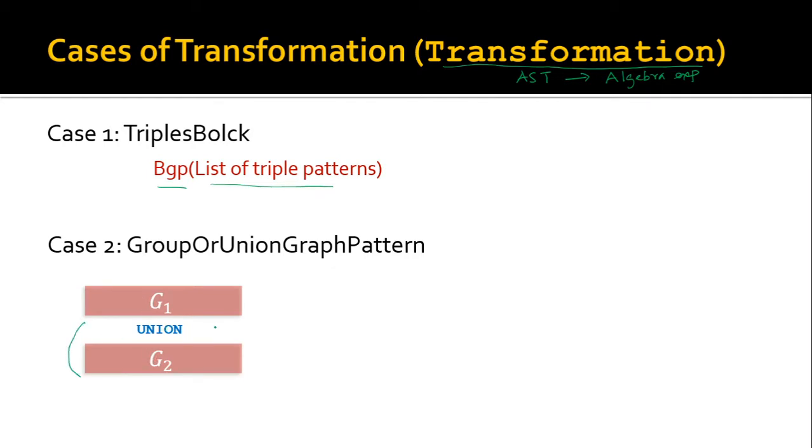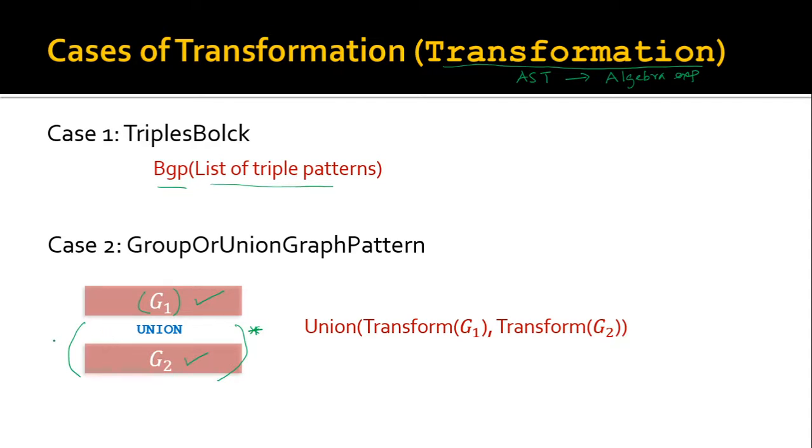Now this part, as we have mentioned in the grammar rule, has a star sitting over here. So this may be there or may not be there, right? So what would be the transformation in this case? The transformation would be the union of the transform of this and the transform of this. So why are we using the transform of this? Because this G1 can also be a group graph pattern, right? And that can also be a complex one, right? So that's why we need to first transform this and then take the union of these two, right?